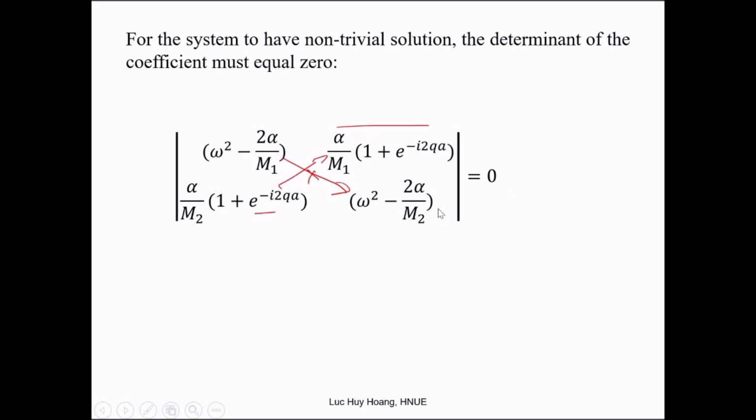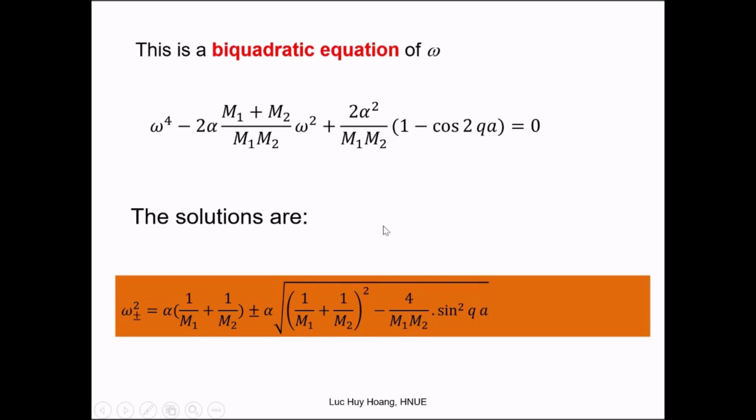Multiply the diagonal components, minus the other product, and then we have the equation. So we have a biquadratic equation of omega, or a quadratic equation of omega squared. So we can solve for omega squared.